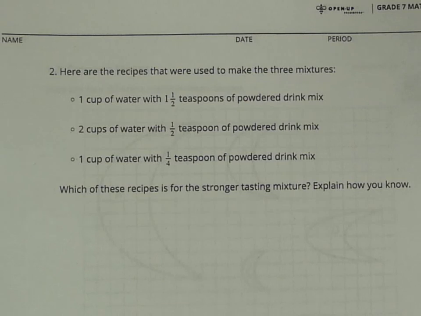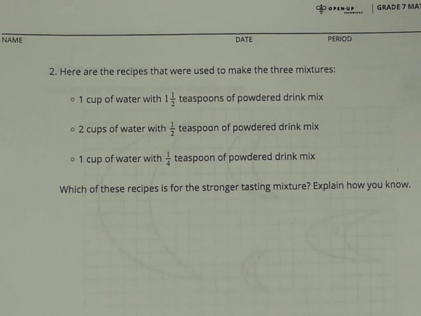Okay, so I'll go through these again. First one, 1.5 teaspoons of powdered drink mix, 1 cup of water. Second one, 1/2 of a teaspoon of powdered drink mix and 2 cups of water. So notice in the original recipe, it's 1 cup of water. Second one, it's 2 cups of water, twice the amount of water. But look what happens to the powdered drink mix. It's less powdered drink mix. The third one, 1 cup of water, just like the first recipe. But now we have 1/4 of a teaspoon as opposed to 1.5 teaspoons in the first one.